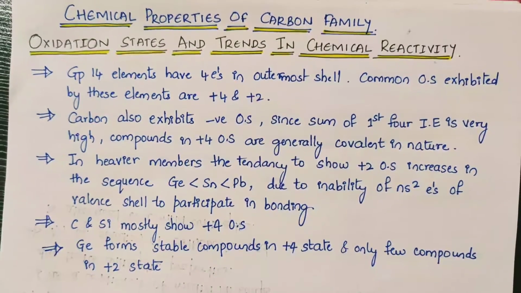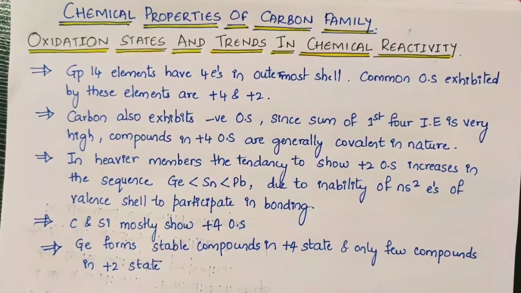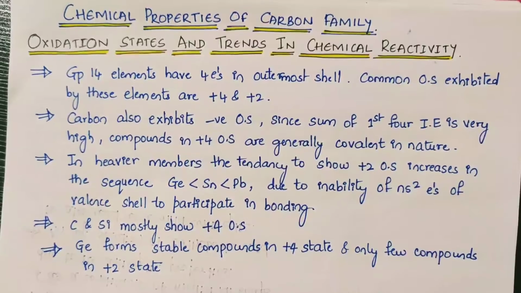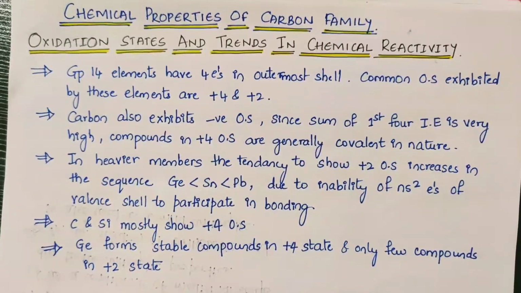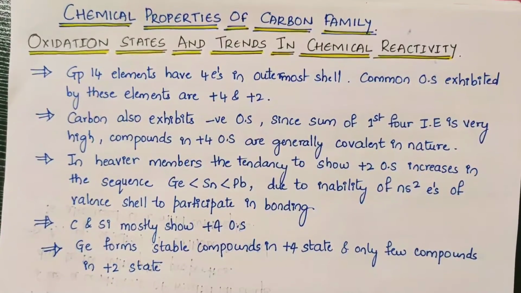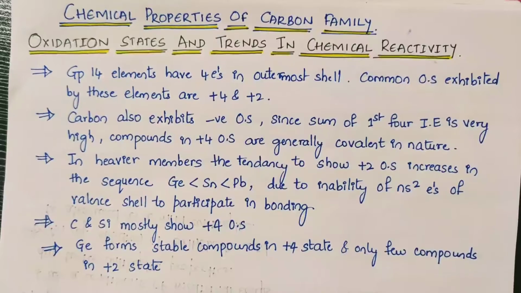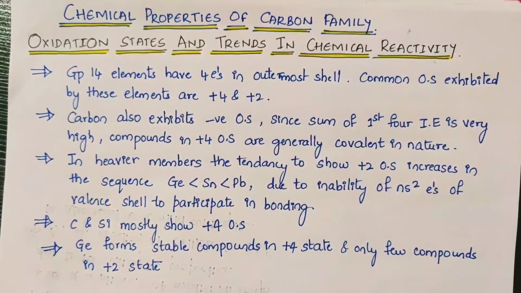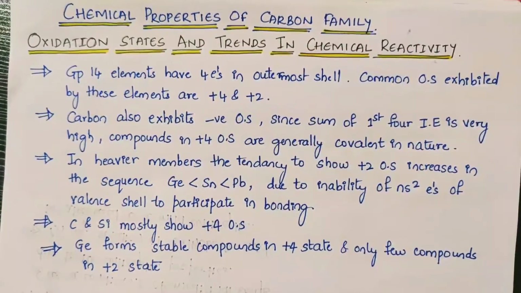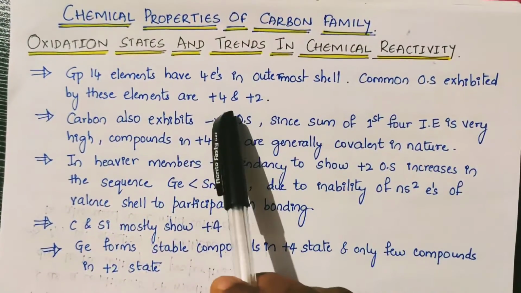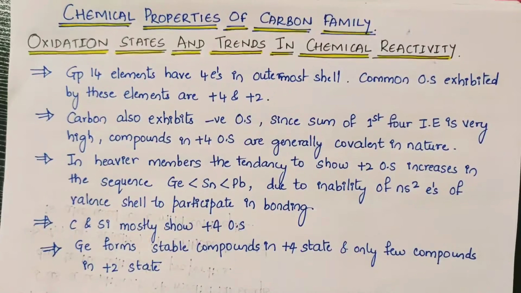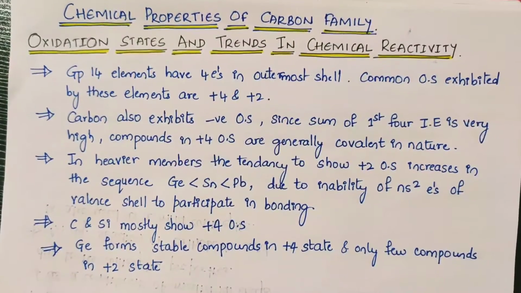Now let us take up the chemical properties of the carbon family: oxidation states and trends in chemical reactivity. If you see group 14 elements, they have 4 electrons in the outermost shell. Its valence shell electronic configuration is ns2 np2. So how many electrons? 4 electrons in the outermost shell. The common oxidation states exhibited by these elements are either +4 or +2.